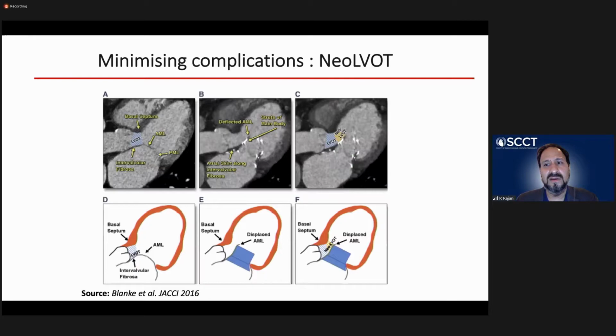Now, the biggest concern with mitral valve replacement therapy is the concept of a neo-left ventricular outflow tract. Now, we know that on the bottom left-hand image, the left ventricular outflow tract is that boundary between the anterior mitral valve leaflet, the basal septum, and also the aortic valve. Once a transcatheter mitral valve is placed in the mitral valve annulus position, you get displacement of the anterior mitral valve leaflet and the generation of a new left ventricular outflow tract, or the so-called neo-LVOT. And this is a potential area of concern as it can result in left ventricular outflow tract obstruction.